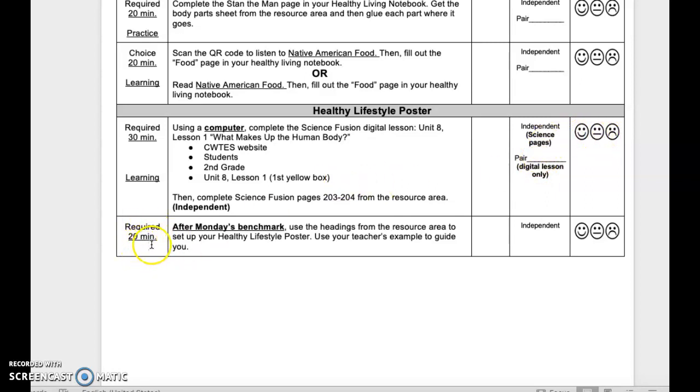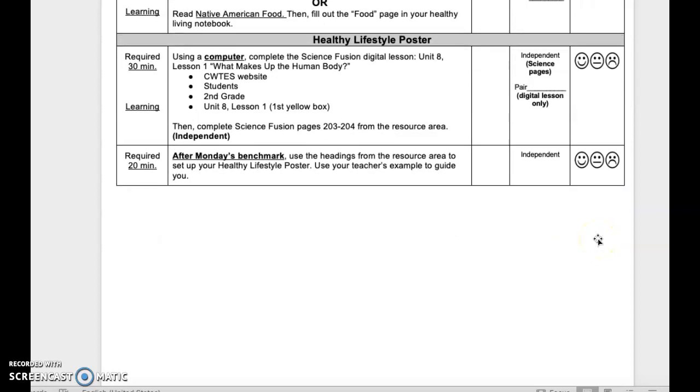Required 20 minutes. After Monday's benchmark, use the headings from the resource area to set up your Healthy Living Lifestyle poster. Use your teacher's example to guide you. This is independent. Reflect when done.